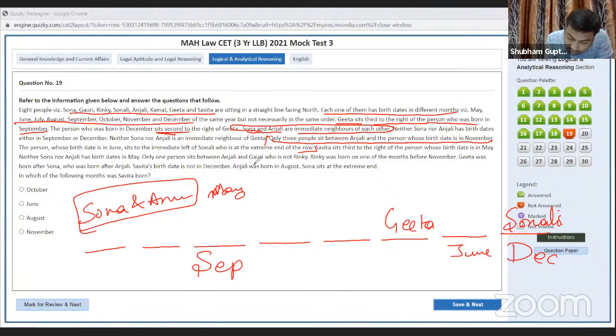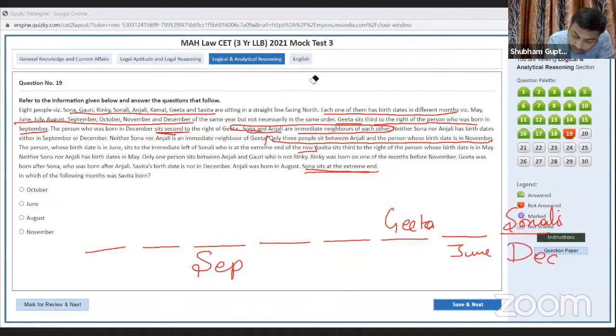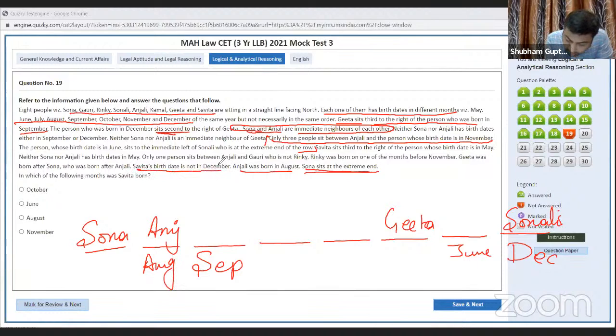Only one person sits between Anjali and Gauri, and not Ricky. Ricky was one. Okay, so here I have the important thing. Sona is at the extreme end. So can I be sure that Sona would sit here and Anjali would sit here? So now I know these 2 things. So from here now, Anjali was born in August. Now let's see, Savita's birth date is not December. So December is already gone.